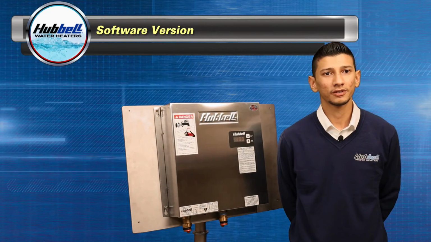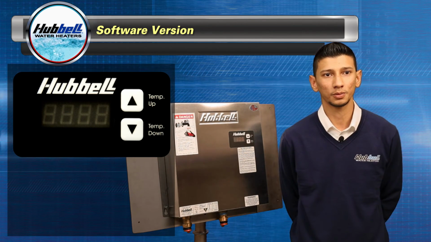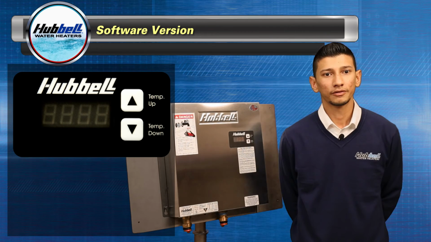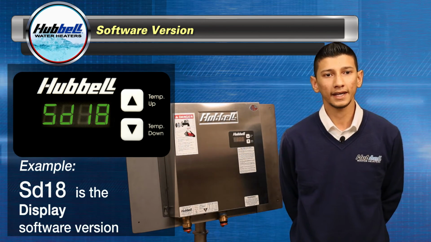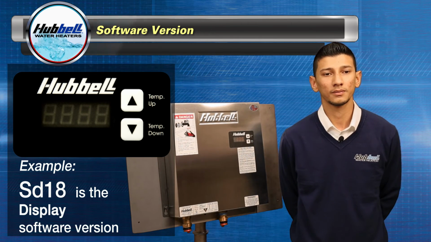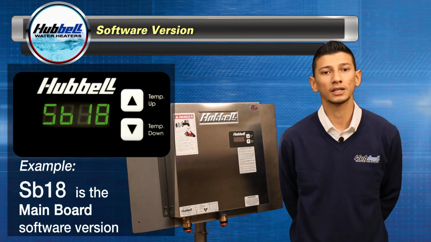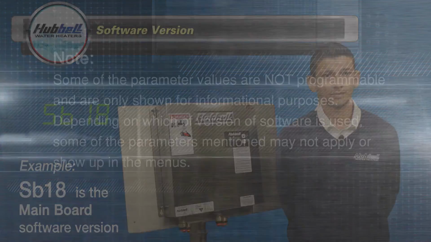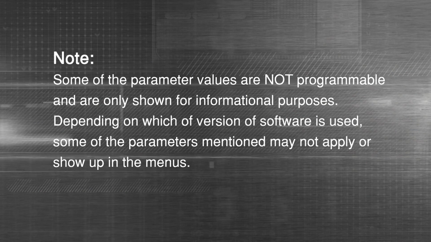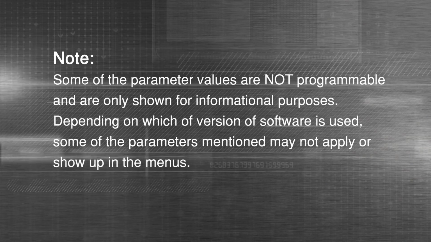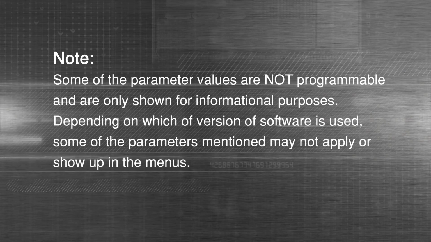The last two parameters in the configuration menu show you the software versions installed on both the display board and control boards. For example, version 18 is displayed as SD18, where 18 is the version of the display software, and SB18, where 18 is the version of the main board software. Please note that these parameter values are not programmable and are only shown for informational purposes. Depending on which version of software is used, some of the parameters mentioned may not apply or show up in the menus.